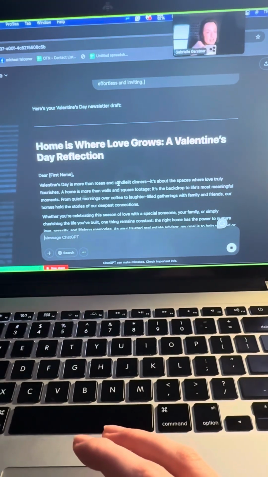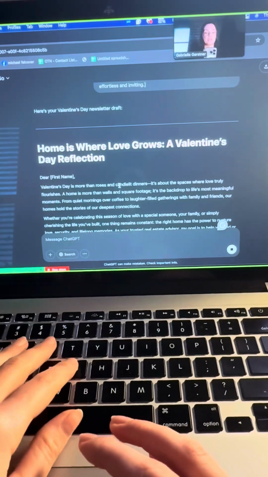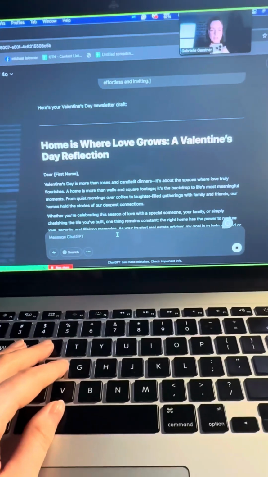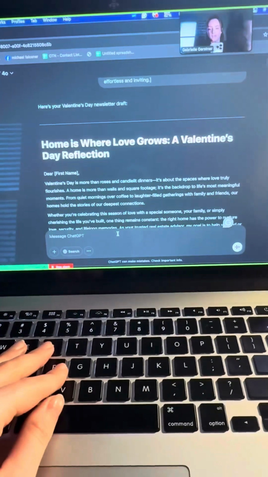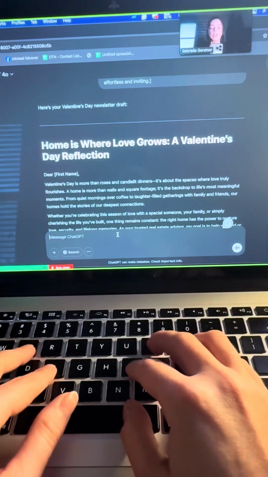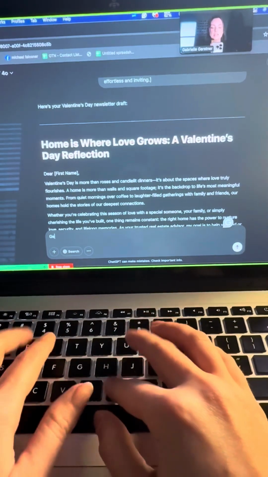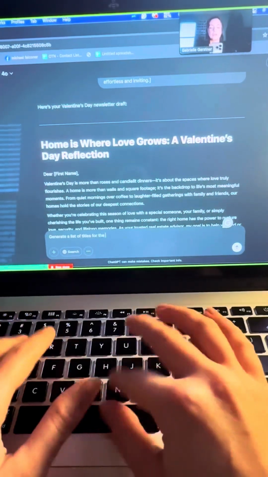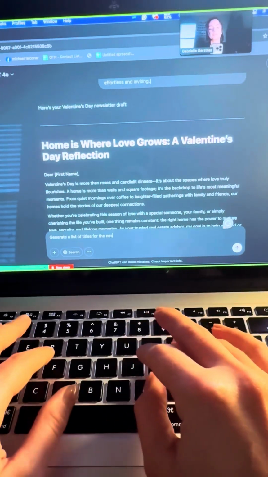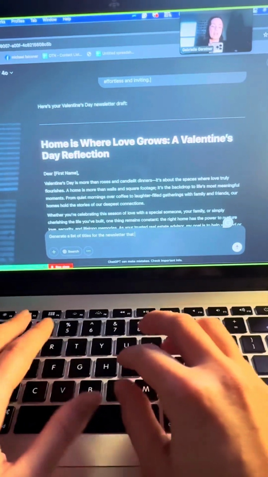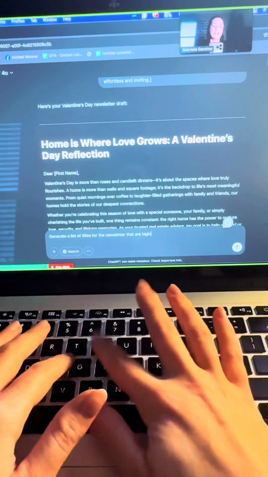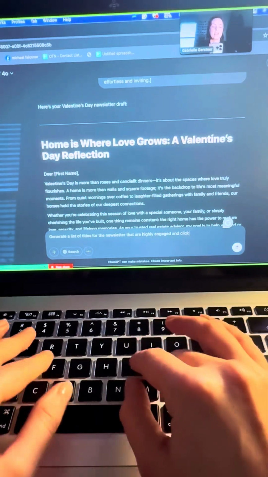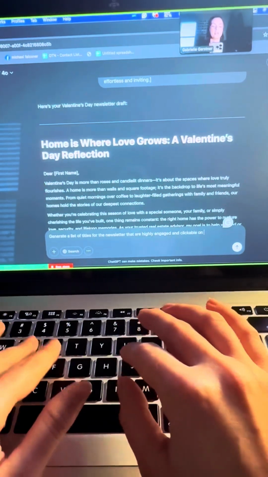Jumping in right now to refinement: if I didn't like this title as a newsletter title, and we know that we're doing email marketing, whether you're using ActivePipe or whatever you're using for your email marketing, one thing that I can say is, generate a list of titles for the newsletter that are highly engaging and clickable on email marketing.